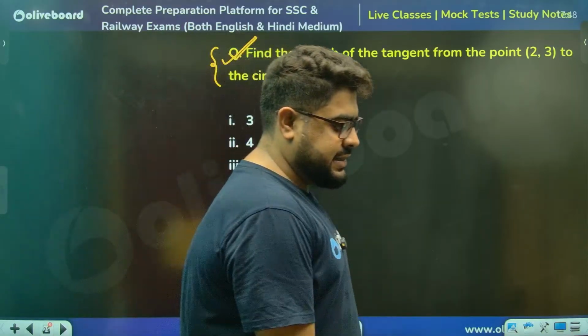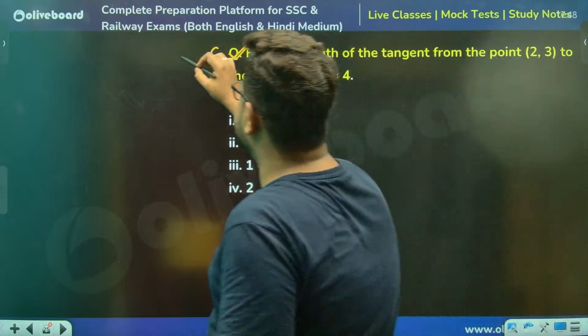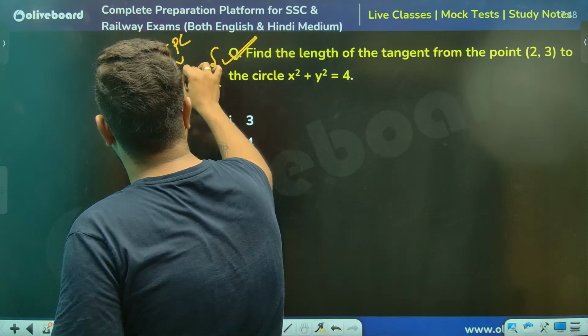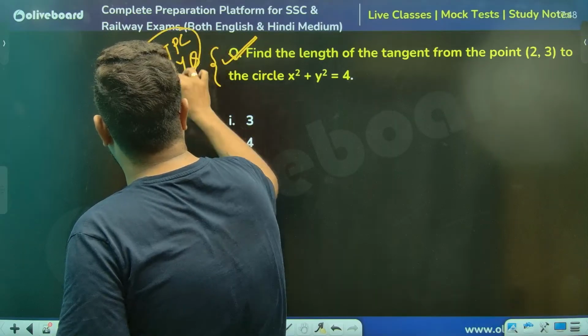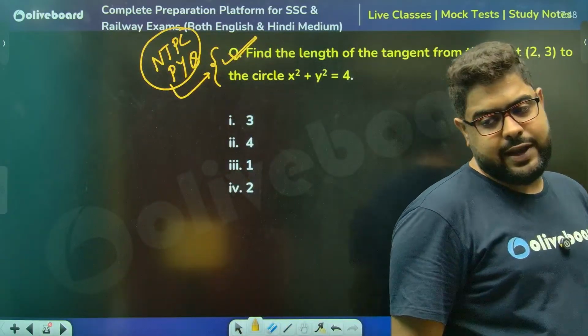Sir, you will say, this I have never studied. Sir, this is an NTPC PYQ. This is an NTPC PYQ, sir. So if NTPC has already asked this, in this new pattern, CGL can very well ask this.